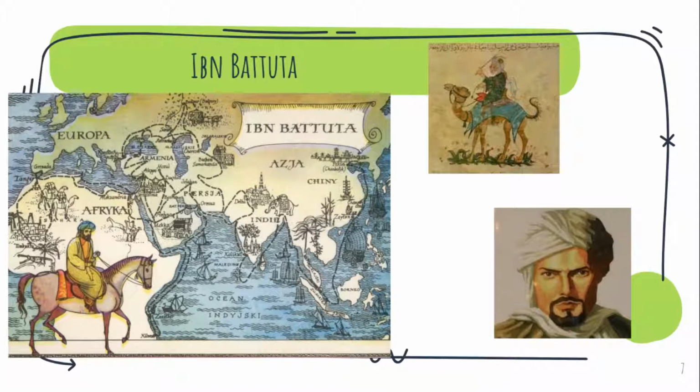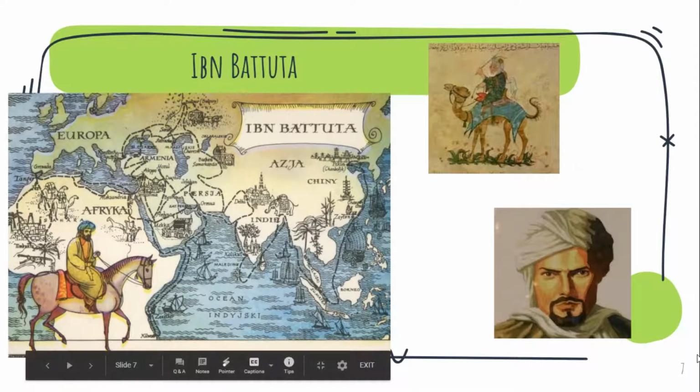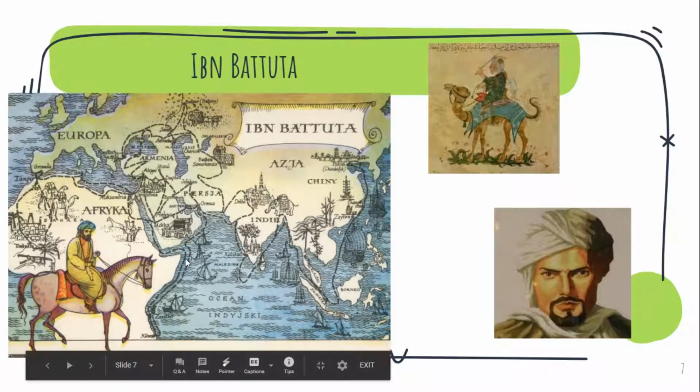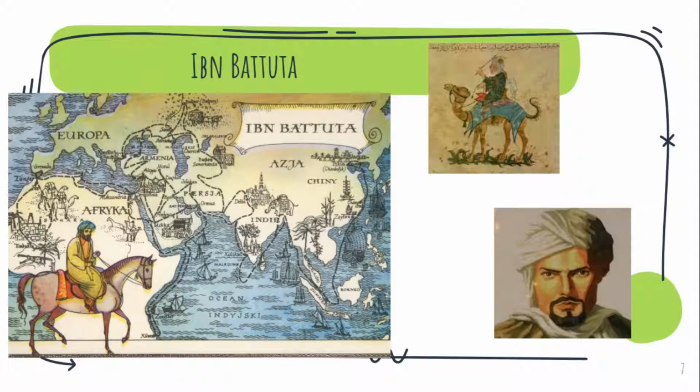Our next example that we're going to be looking at is Ibn Battuta, as shown here. And the map that I'm going to be referring to is this drawn map to the left, which is quite extensive, especially for this individual here. So Ibn Battuta was the best known Muslim traveler.